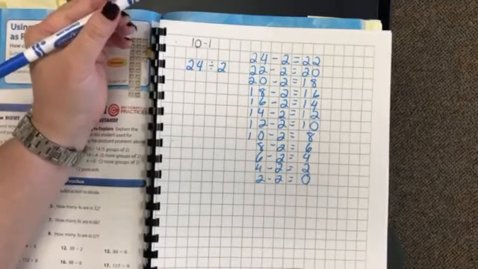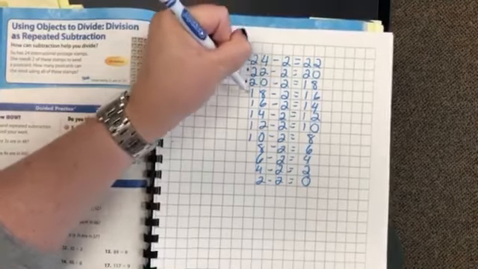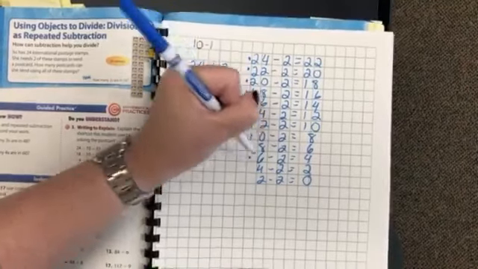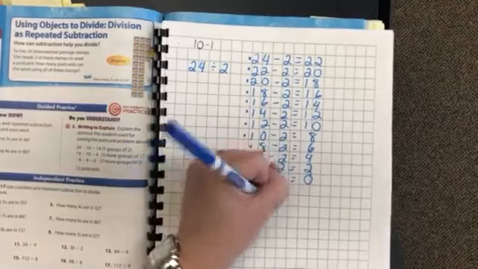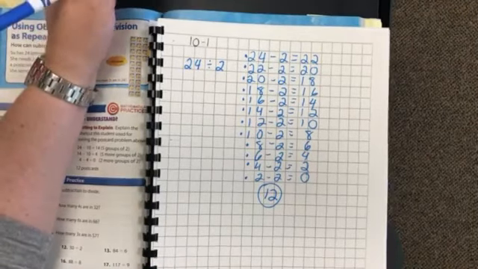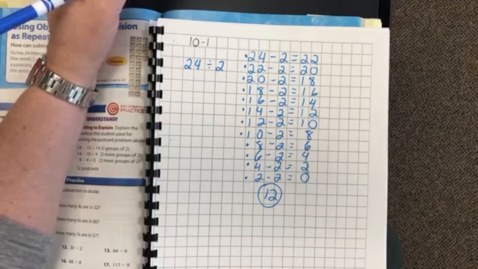I'm not quite done though, because now I have to count. 1, 2, 3, 4, 5, 6, 7, 8, 9, 10, 11, 12. So I was able to do this 12 times, meaning 24 divided by 2 is 12. That took way too much of my life away. I do not need to do this.